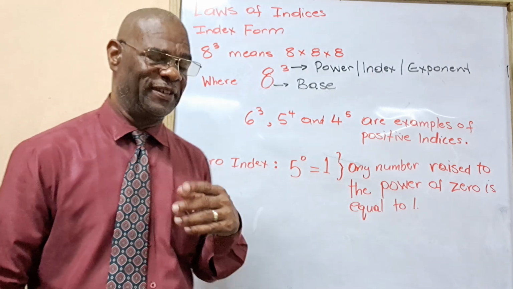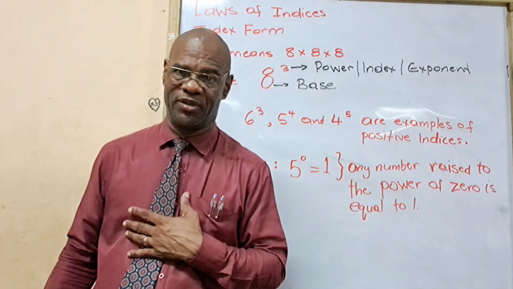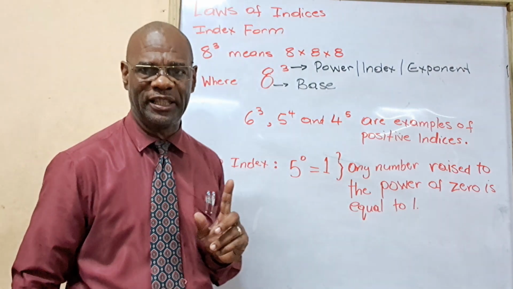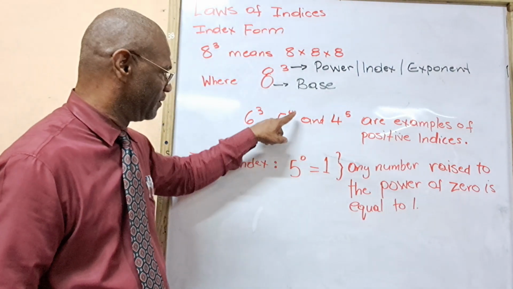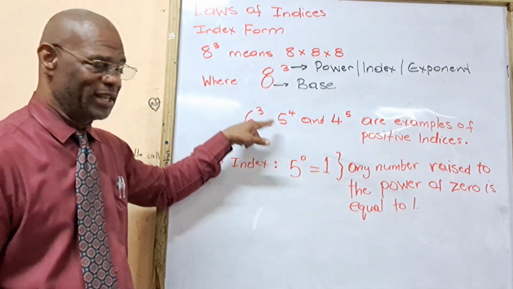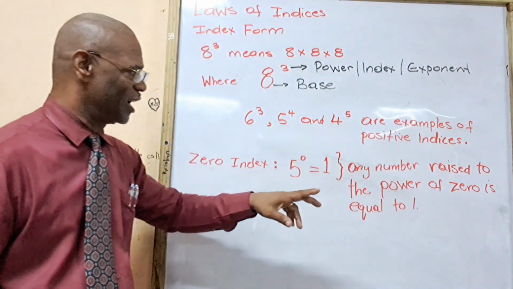A positive index is a number that is greater than 0. So once the number is greater than 0, we say it has a positive index. That's the small number up here that the base is raised to. We say they are positive indices.